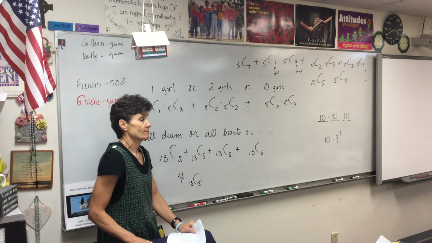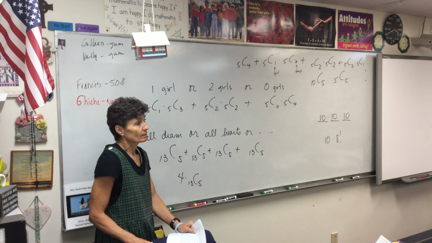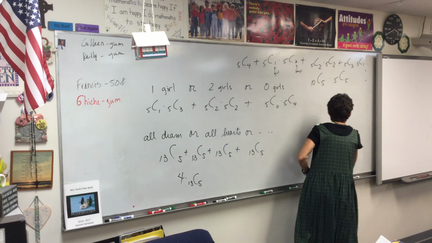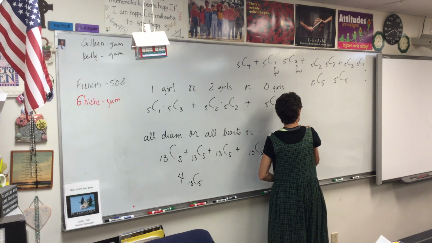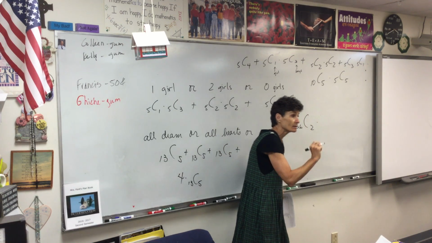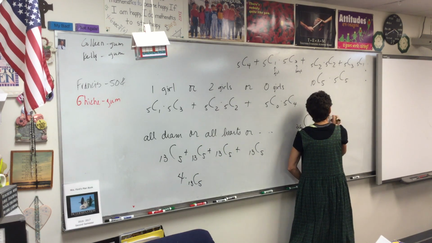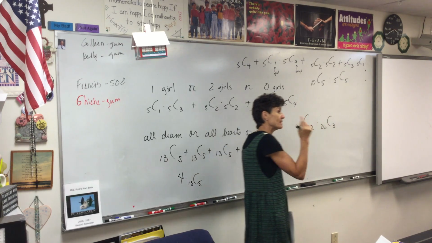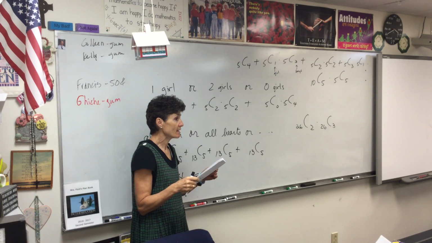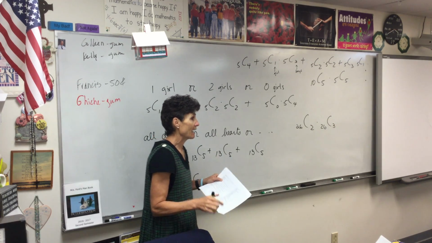Exactly 2 red cards. In my hand, I have to have exactly 2 reds, so I heard 26C2. That's perfect, but you're not done. Times 26C3. Why do we need that? Because it's a 5-card hand. And if 2 of them are red, the other 3 have to be black.